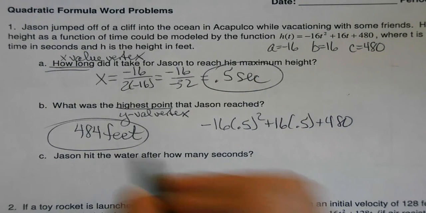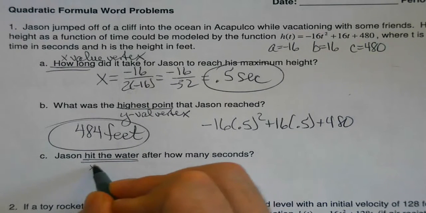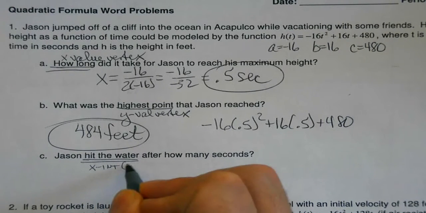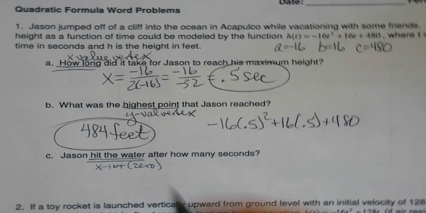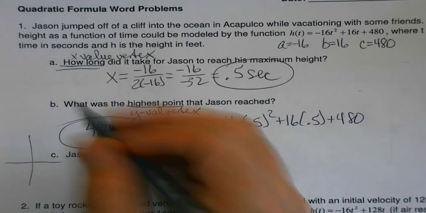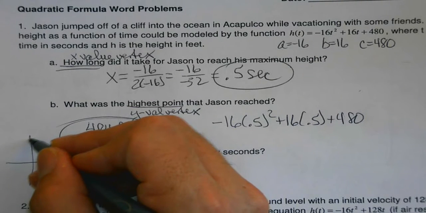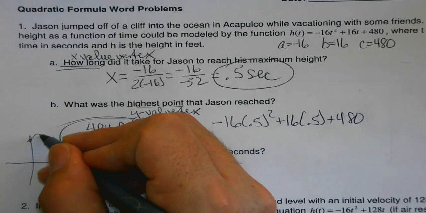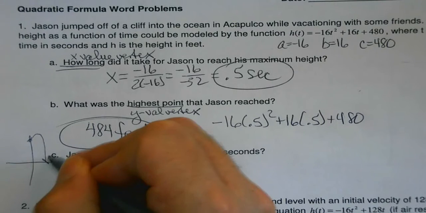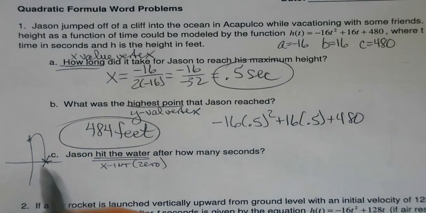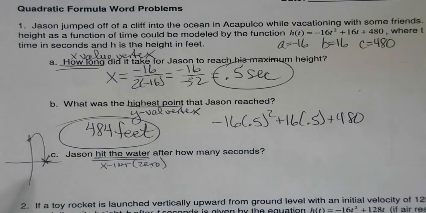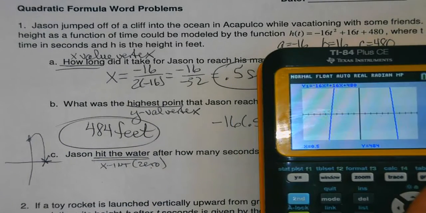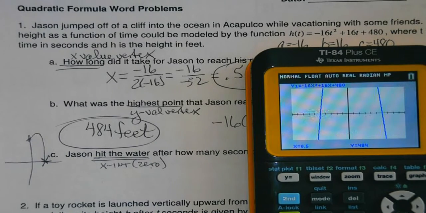Then Jason hit the water, my x-intercept, or my 0, after how many seconds? Because when you're thinking about it, here's kind of my parabola. This is like my cliff. Here's Jason up here. Big splash. That's what we're trying to find here. So this is the one where we're trying to find those zeros, those x-intercepts.